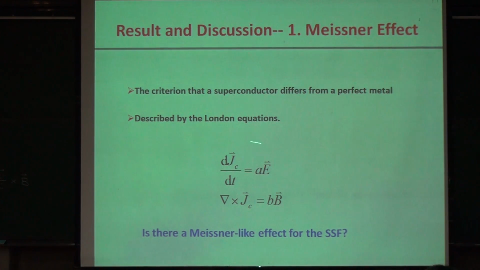Okay. Then if you combine these two equations, you get that once the magnetic field enters into a superconductor, it will decay exponentially inside the superconductor. If you combine these two equations, this is the London equation. So our question is whether you can write similar London equations for spin superconductors.